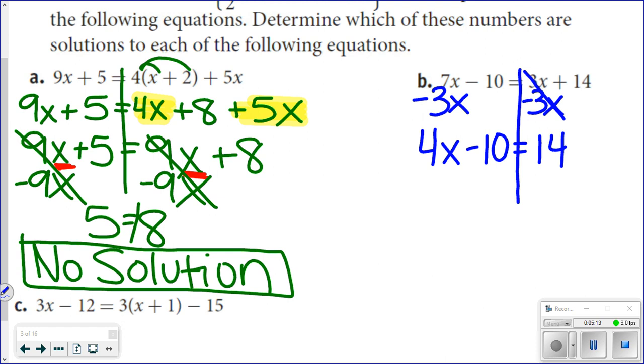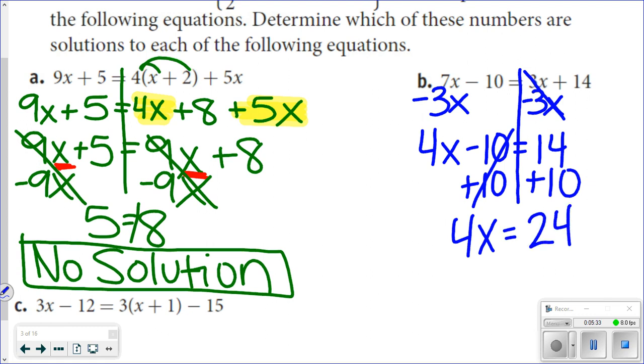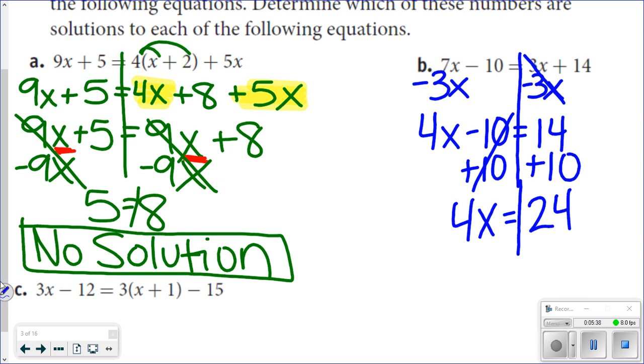Now I have a constant term and a constant term. I want to move those together on the same side of the equal sign, away from my 4x because we're trying to isolate it. So the opposite of subtract 10 is to add 10. Four and x are being multiplied here. So the opposite of multiply is to divide. We get x equals 6.